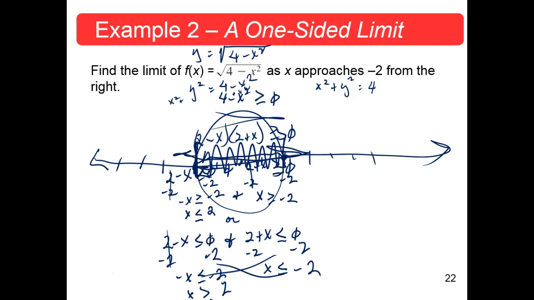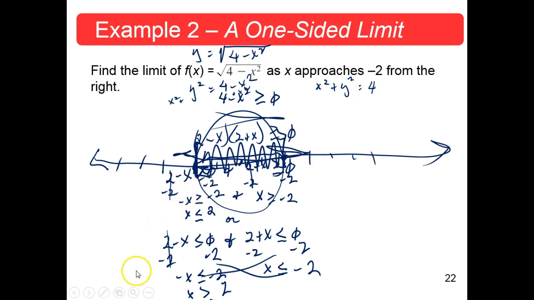Approaches positive 2 from the left-hand side and the right-hand side, no, it can't because it's not even defined out there. Same here. As it approaches negative 2 from the left-hand side, can't. It's not defined out there. So, yeah, you got a semicircle. The top half of that circle.